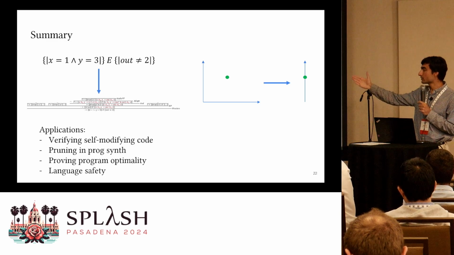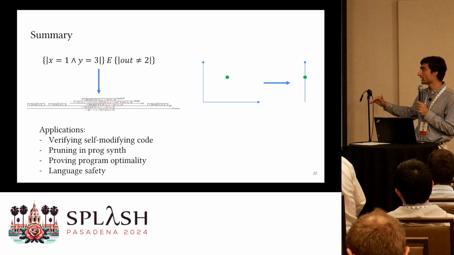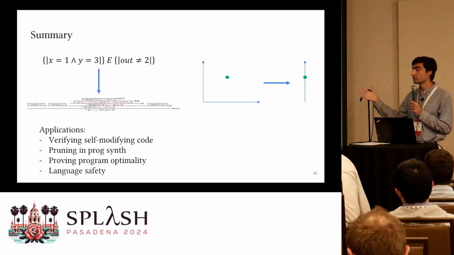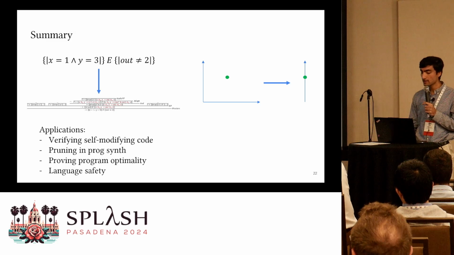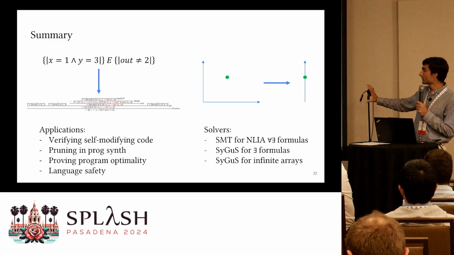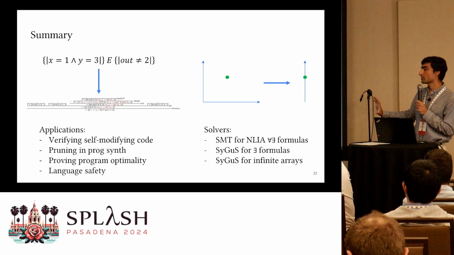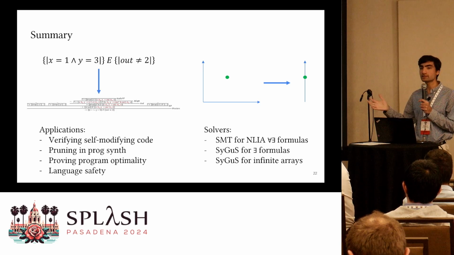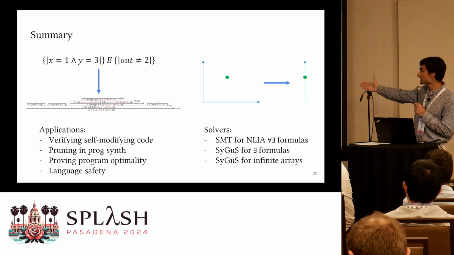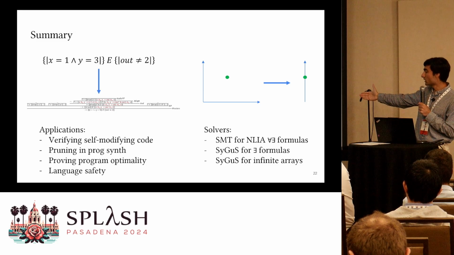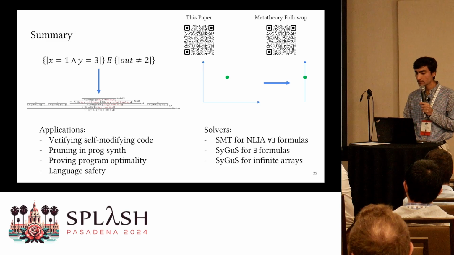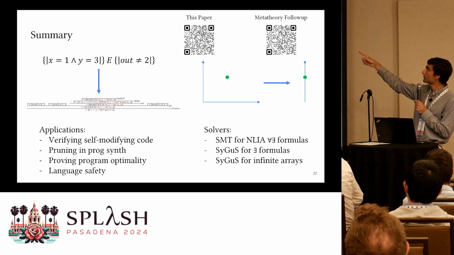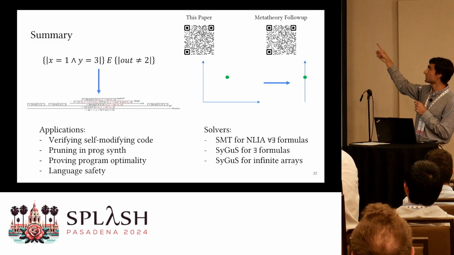And this can be useful for many applications, like reasoning about self-modifying code, pruning in program synthesis, proving program optimality, et cetera. And also, I want to point out that our work presents some interesting use cases for niche solver features, such as Cygis solvers for existentially quantified formulas and over the theory of infinite arrays, and then also SMT for NLIA pi2 formulas.